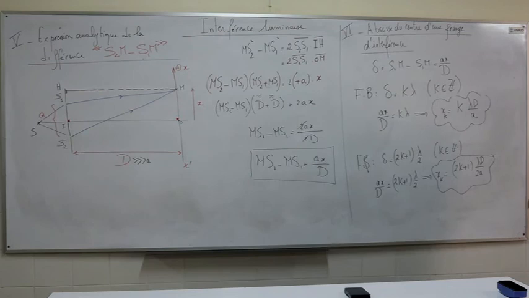We have determined the expression of the abscissa of the center of a bright fringe and that for the center of a dark fringe of order k.